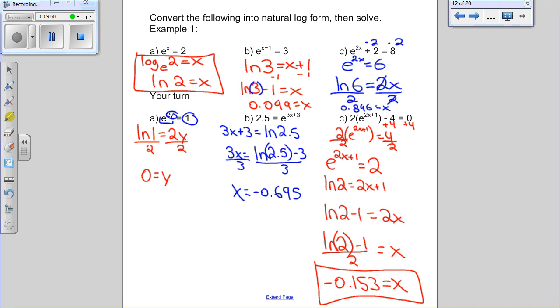Remember, there's some invisible brackets here, so you need to calculate the top before you divide by 3. And that can throw you off on your calculator. So make sure you calculate the numerator before you divide by the denominator.